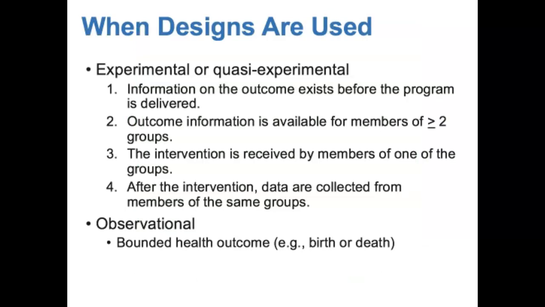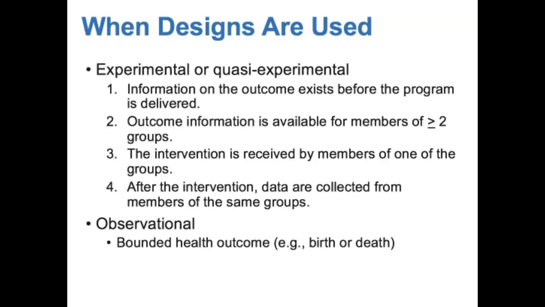In program evaluation, experimental and quasi-experimental designs at the individual level are used when these four conditions are met. Information on the outcome exists before the program is delivered. Outcome information is available for members of 2 or more groups. The intervention is received by members of one of the groups, and after the intervention, data are collected from members of the same groups.